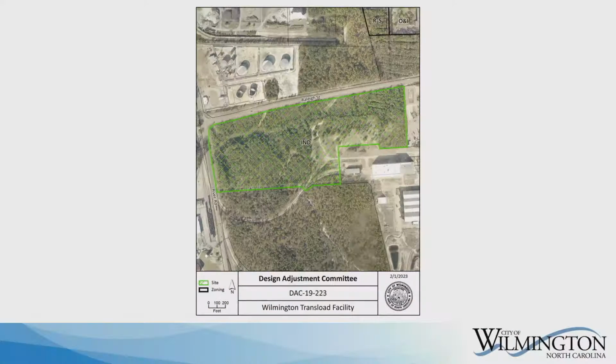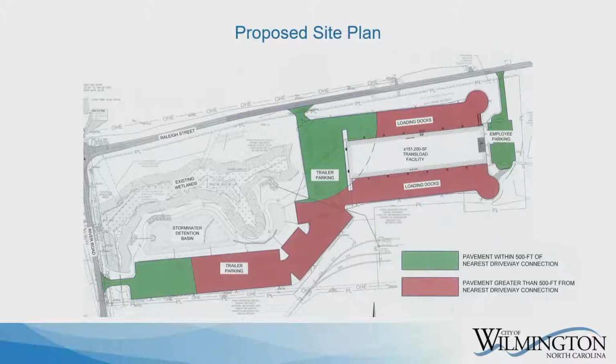Good afternoon. This site is located at the corner of River Road and Raleigh Street. It's currently zoned IND General Industry, contains about 42 acres. It's currently vacant. The applicant has submitted plans for a 151,000 square foot transload facility. The proposed plan includes 3 driveway connections. There will be 1 tractor trailer entrance on River Road and 1 tractor trailer entrance and an employee entrance on Raleigh Street.